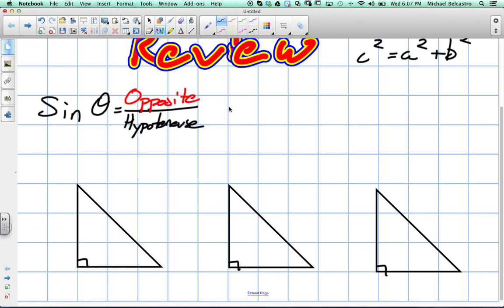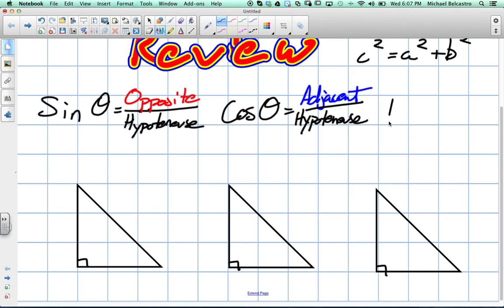Okay. Then cos theta is equal to adjacent over the hypotenuse. And finally, tan theta is equal to the opposite over the adjacent. So I've given you some rules, but we really have to make sense of what they mean. Okay.